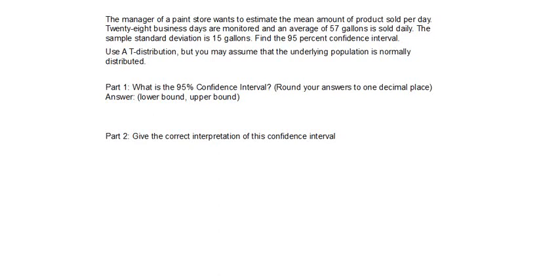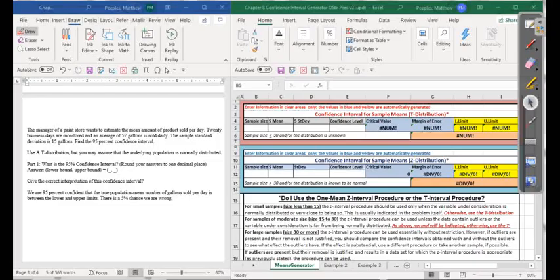In the instructions, it states specifically to use a t-distribution, but we may assume that the underlying population is normally distributed. So we don't have to worry in this case whether we should use a z or a t-distribution. A t-distribution is indicated specifically. So what is the 95% confidence interval? We're going to round our answers to one decimal place. So we're going to give a lower bound and an upper bound.